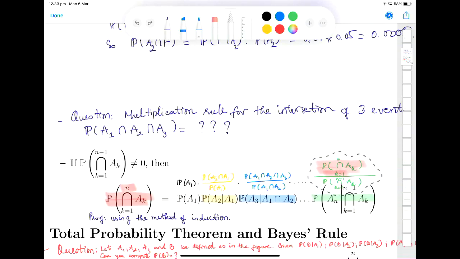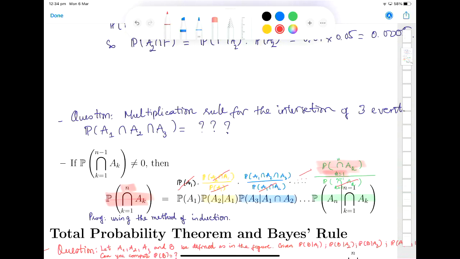So now look at this one. You can see that you can cancel out property A1 here, right? And probability of A1 intersect A2 can cancel out with probability of A1 intersect A2 here, and so on. Which means that this one can cancel out with the previous term, somewhere here.